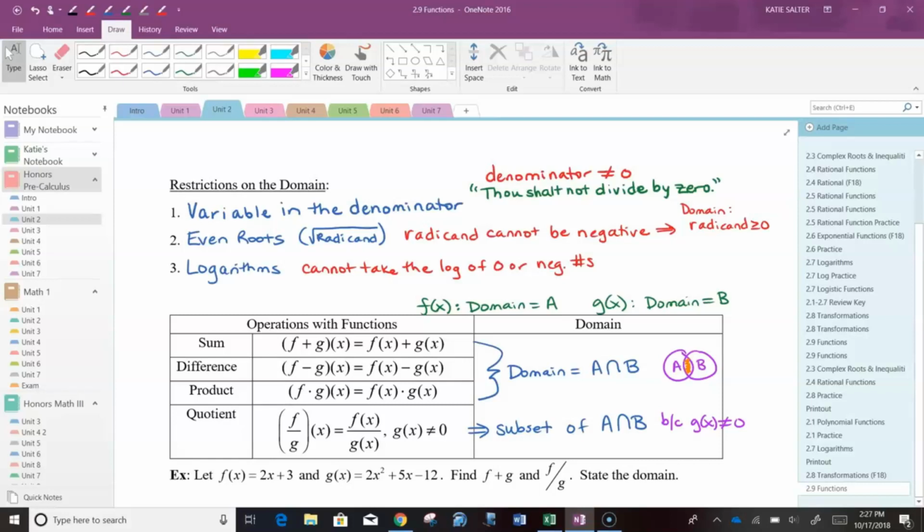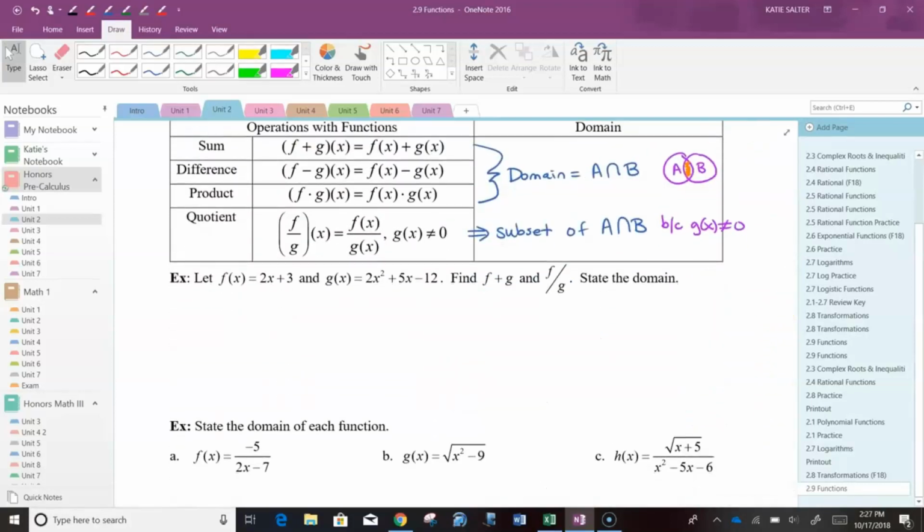All right, so let's do some problems. Starting with the first one, it gives us that f of x is equal to 2x plus 3. This is a linear function, therefore its domain is all real numbers. So let's just jot that down real quick. This one has a domain of all real numbers.